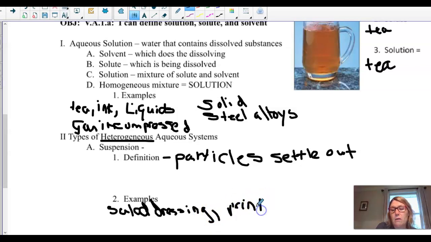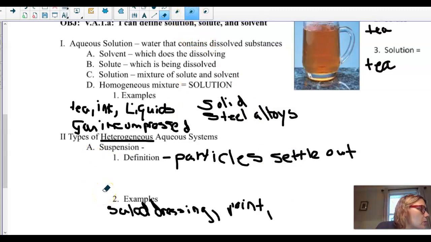Muddy water, that should be an A right there, but I don't know if I can fix it. Muddy water. So those are examples because they settle out. I'm not going to even attempt to spell. There we go. Muddy water. That should be an example of one there.